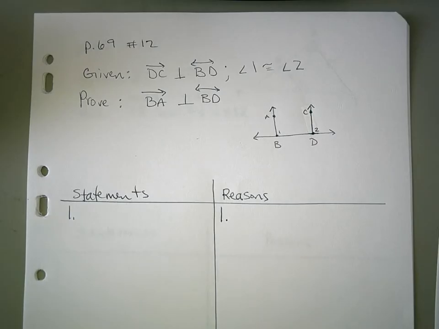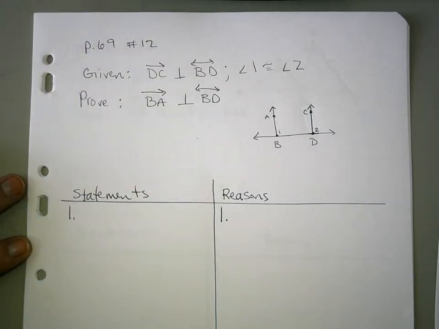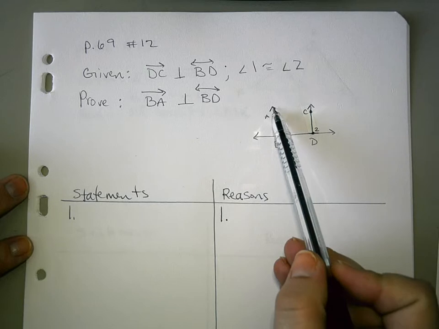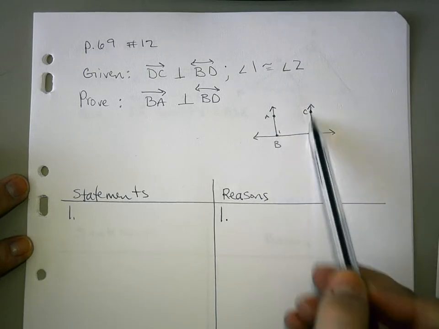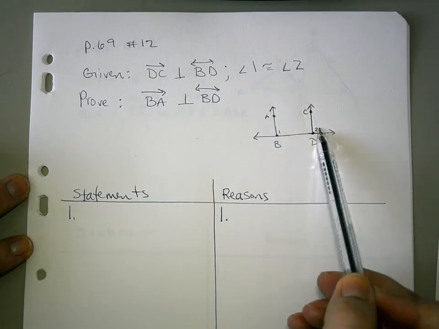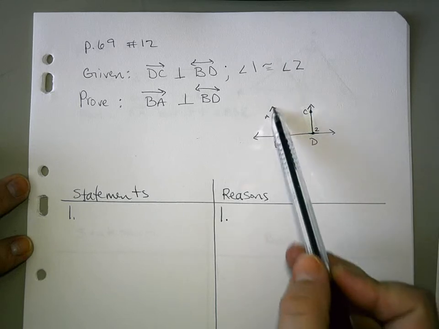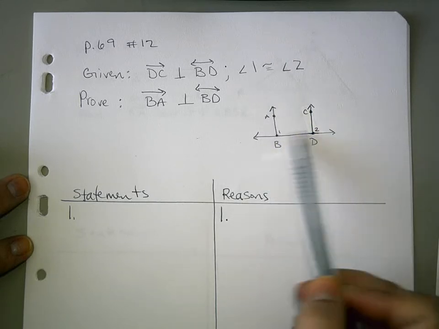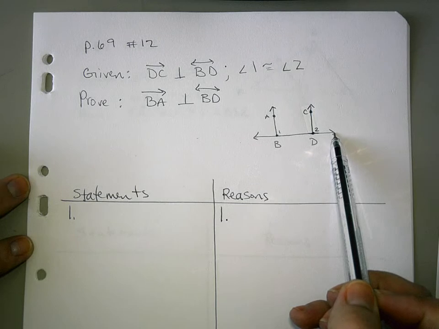Tips on Proof Writing Continued, Part 2. On page 69, number 12, we have a proof where we're given that we have a line and one line that's perpendicular to it and two angles that are congruent, and we have to prove that this ray here is perpendicular to this line.